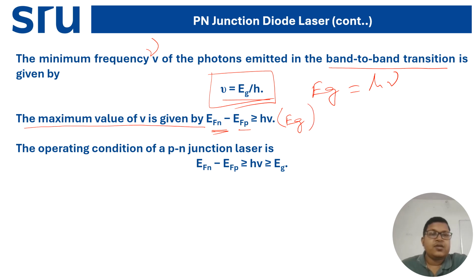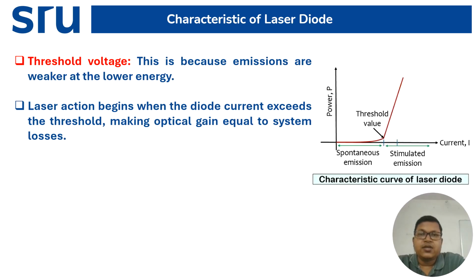And the operating condition of a PN junction laser diode is EFN minus EFP greater than or equal to h nu, which is greater than or equal to the band gap. This condition we already discussed. Now we have learned what the condition is for lasing to happen in a PN junction diode laser. Now we will see the characteristics.